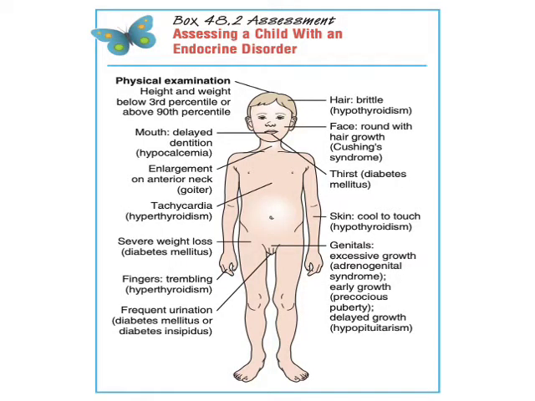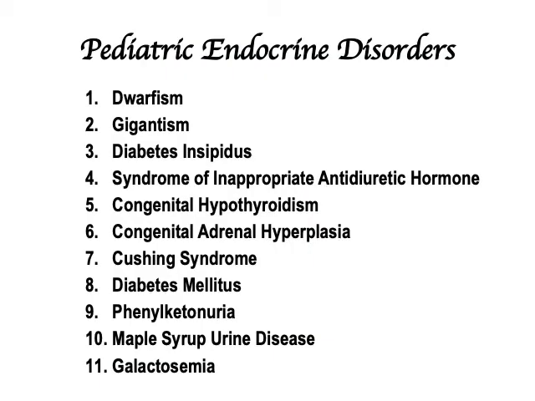Box 48.2 shows a child with an endocrine disorder. As you can see, many endocrine and metabolic disorders are inherited, so education and genetic counseling are important preventive measures. These now are the different endocrine disorders that we will discuss.